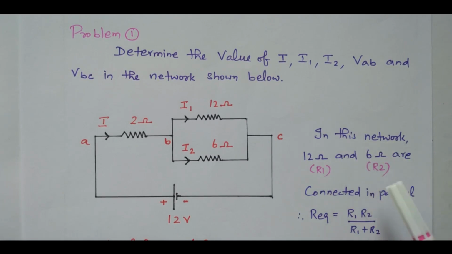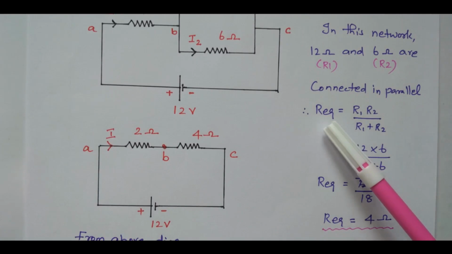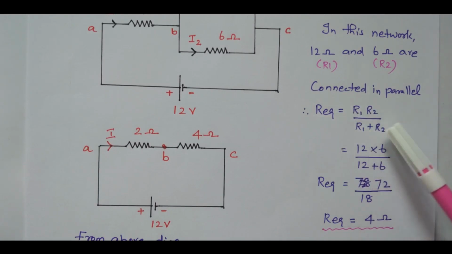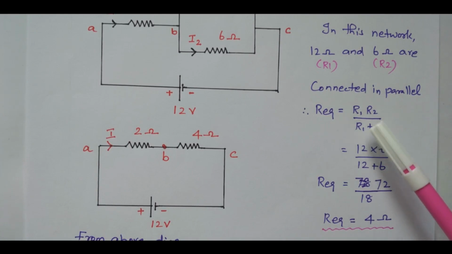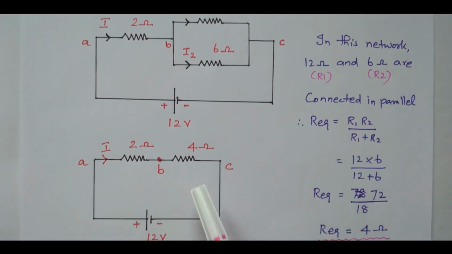In this network 12 ohm and 6 ohm are connected in parallel. We will take this 12 ohm as R1, 6 ohm as R2. Then what is the formula for parallel combination? R equivalent equals R1 R2 divided by R1 plus R2. R1 is 12 ohm, R2 is 6 ohm. So 12 into 6 divided by 12 plus 6, 72 by 18, is 4 ohm. Now this parallel combination is converted into a single equivalent resistor of 4 ohm. Right? So this 12 ohm and 6 ohm are now converted into 4 ohm.